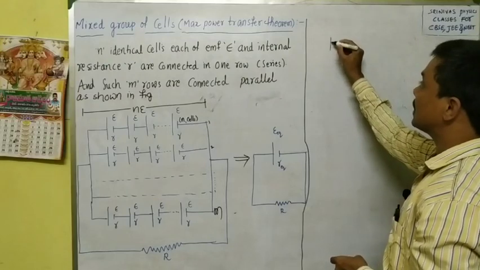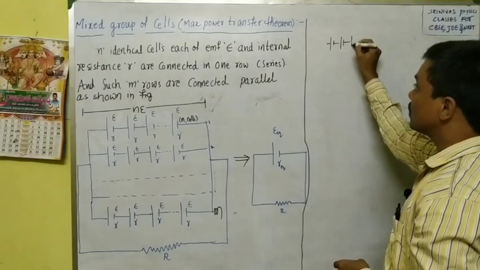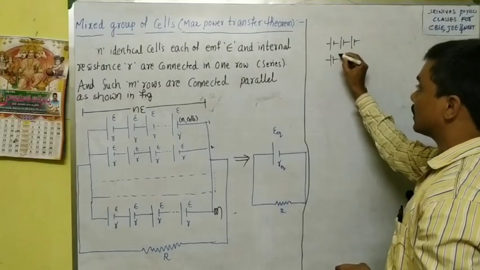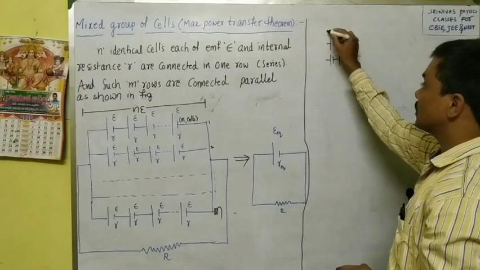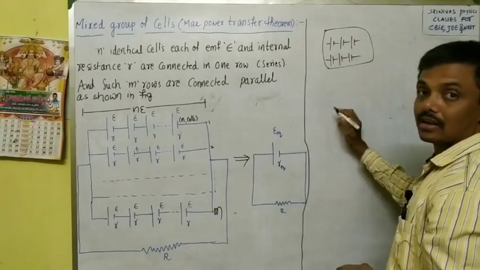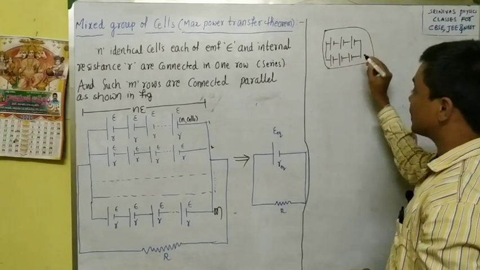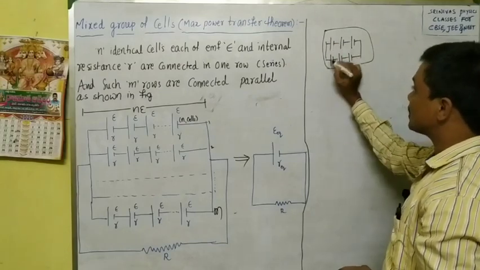For example, like this, there are 3 cells in one row. If only 2 rows are there, then how many cells are there in total? If you want to know, it is 3 plus 3, which is 6.